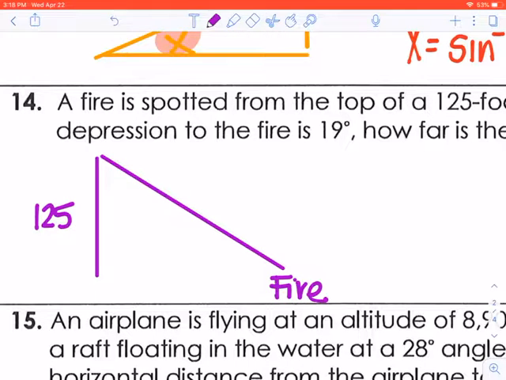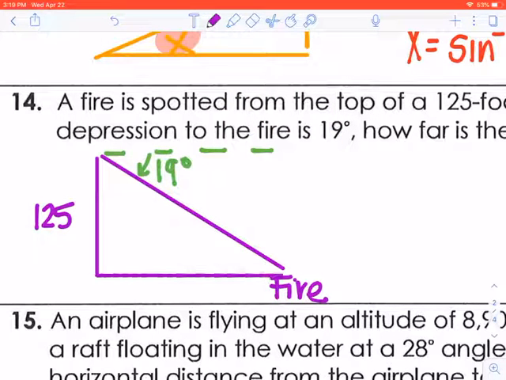Now, a lot of people always make a mistake and put the 19 degrees here. That is not correct. Depression angles come from a horizontal. So my depression angle is coming from this imaginary horizontal line here. My angle of depression goes down, and so this angle is 19 degrees. Then the question is how far is the fire from the base of the tower? So we're looking for this x here, from the fire to the base of that tower.